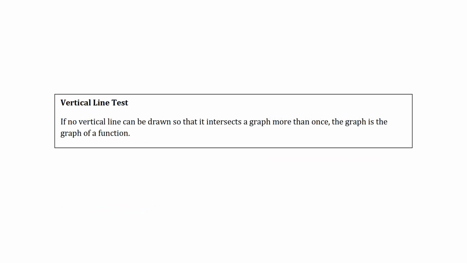Next, we have the vertical line test. It states here, if no vertical line can be drawn so that it intersects a graph more than once, the graph is the graph of a function. So the vertical line test is just a visual test which is pretty easy to apply. I'm going to show you how we apply this in the next example.